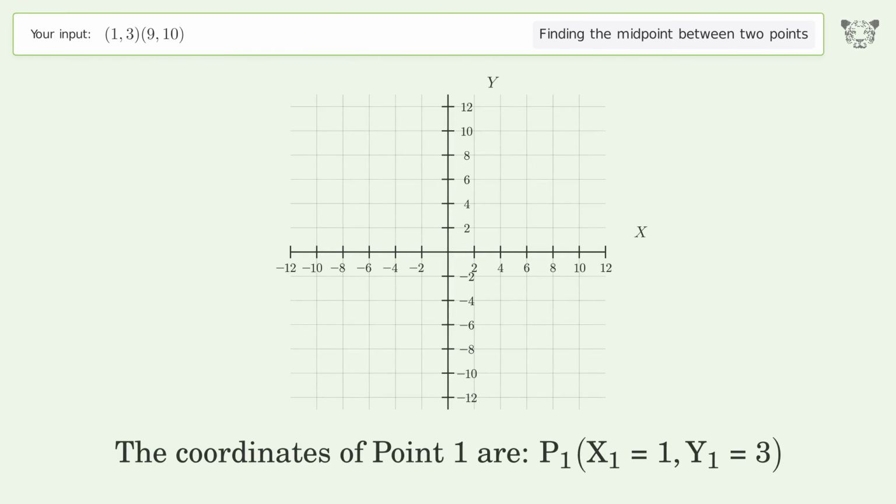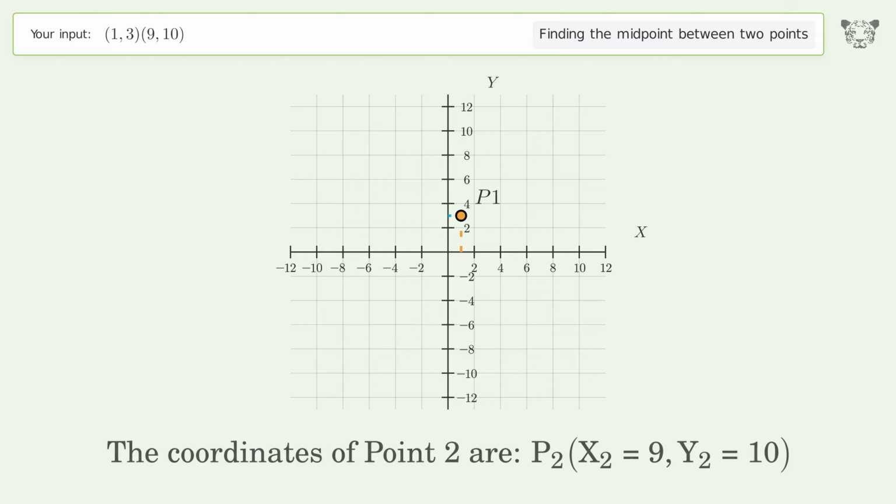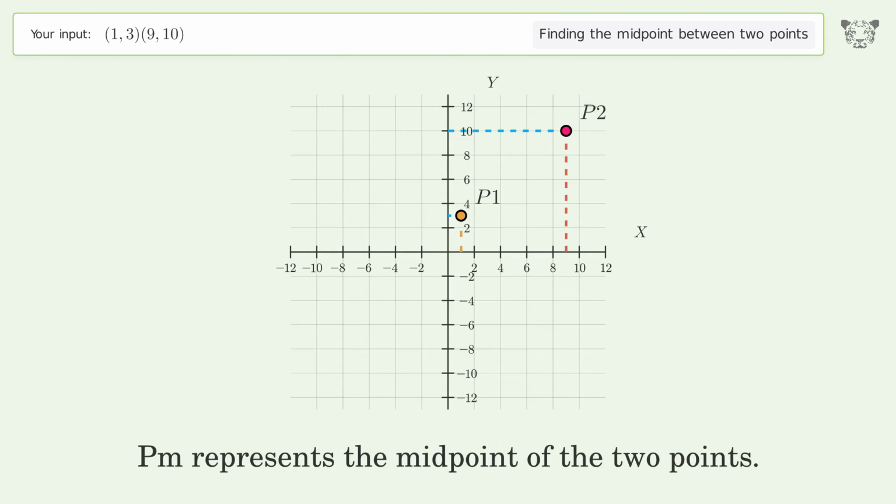The coordinates of point 1 are x1 equals 1, y1 equals 3. The coordinates of point 2 are x2 equals 9, y2 equals 10. PM represents the midpoint of the 2 points.